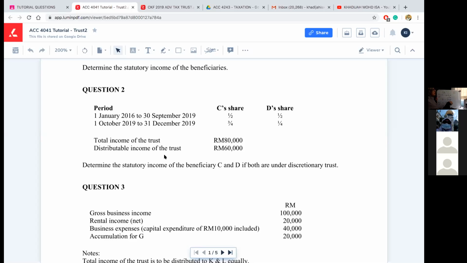So you do the same for DI, I mean distributable income. In this case, the distributable income amount is 60,000. So if it is 60,000, you times by 9/12. So the first period here is 45,000. You're going to divide 3/4 and half-half. Are you following? See? Total distributable income is 60,000 for the year. So for the first period, it is 9 months, so it's 45,000 for the first period. You're going to divide half-half between the beneficiaries. How much is that? 22,500.